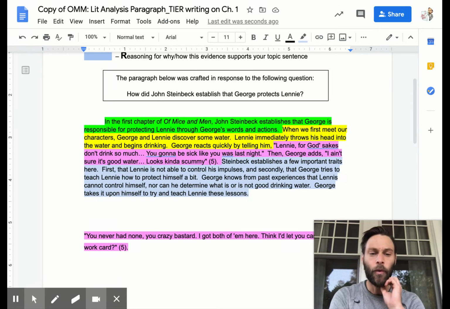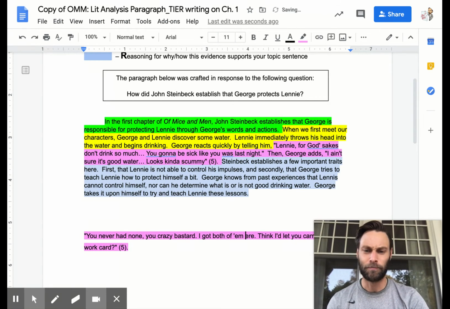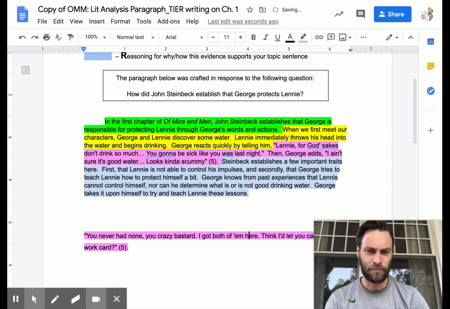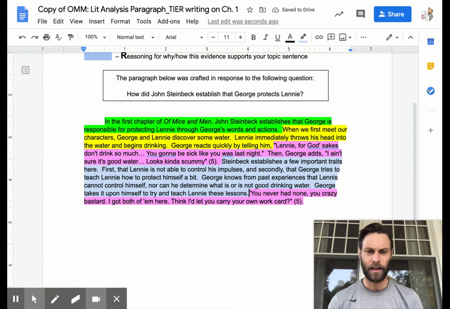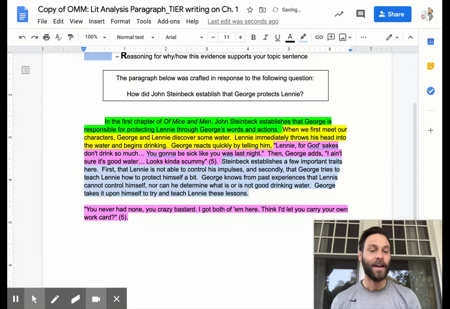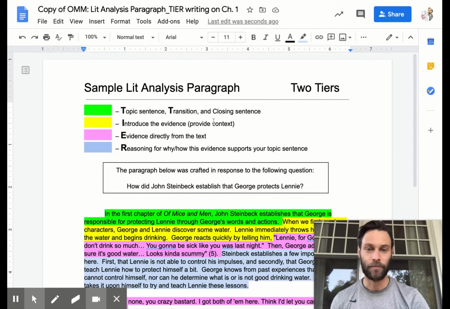Now I want to move on to this next piece of evidence, but I can't just bring this up here. If all of a sudden I just bring this up, the reader's like, "and teach Lenny these lessons. You never had none." It's like, whoa, what in the world just happened? We need to slow down here and create a little bit of context, and we need to transition our other T. So, topic sentence. Now we're going to do that transition here.